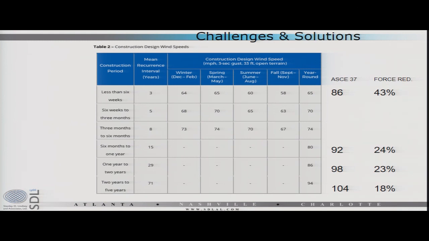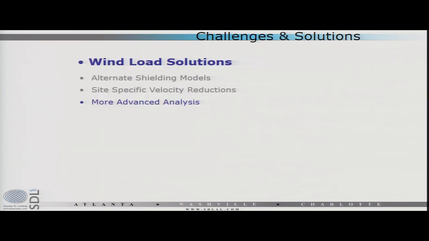This is a recent job, and if you look at this, the force reduction is the key here. For less than 6 weeks, we have a reduced force of almost 43%, cut it almost in half. Right? That has a huge impact on the design of bracing. Even for longer periods, we're up to a 20% reduction. So that's one possibility. The other possibility is to sharpen your pencil, right?